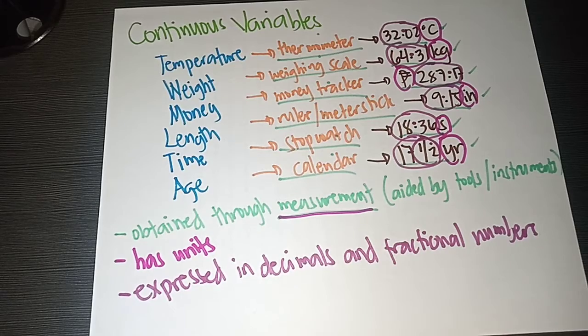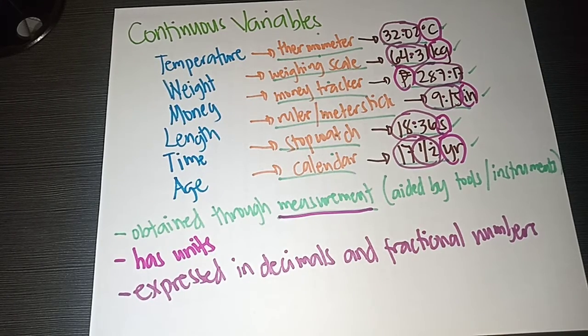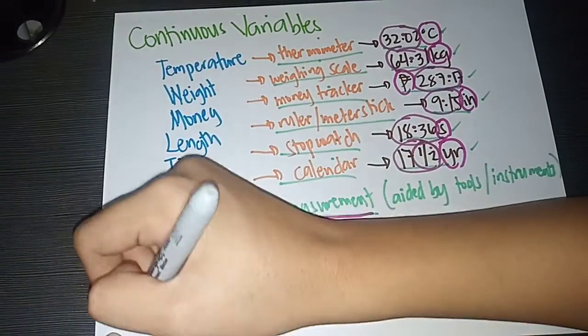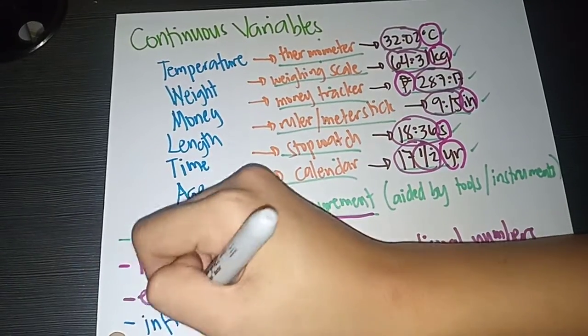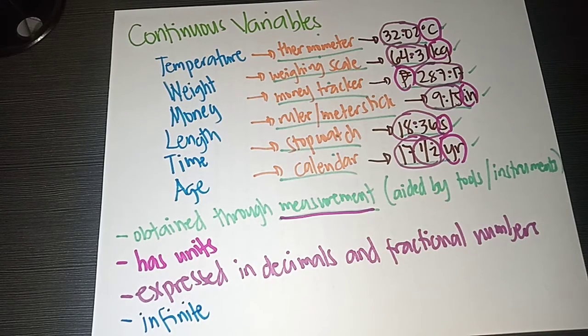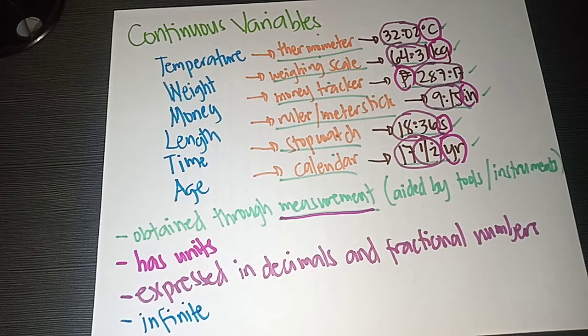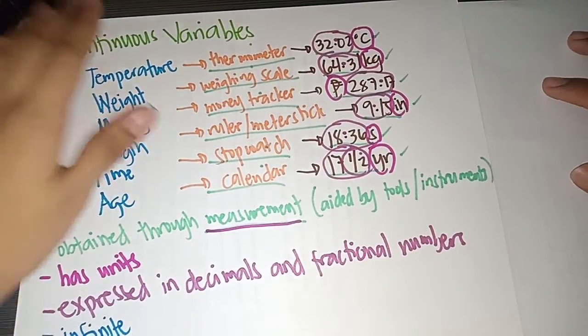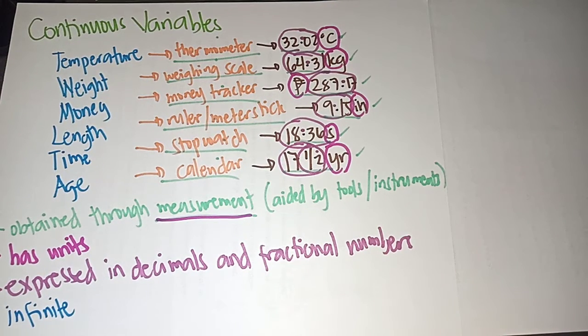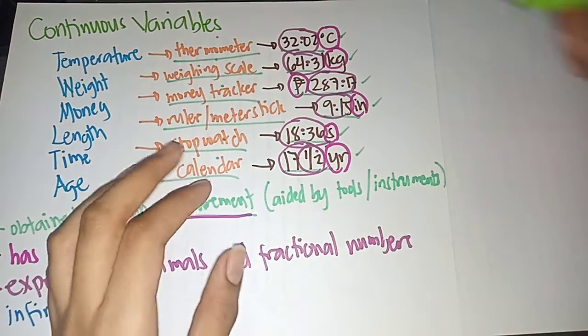Now, if continuous variables are expressed in decimals and fractional numbers, can we say it is finite or infinite? Contrary to discrete variables, continuous variables are actually infinite in nature. The possible values are infinite. Okay? That is the main essence of continuous variables. However, let us clarify some things. Let us have some other examples, so that we have this additional knowledge when it comes to continuous variables. Let's say for instance, let's assume that we have money.